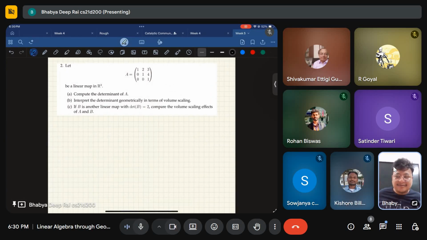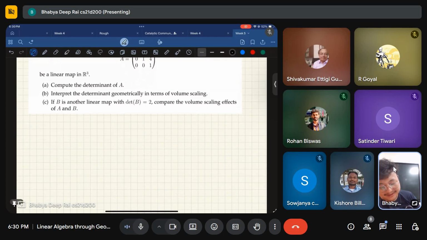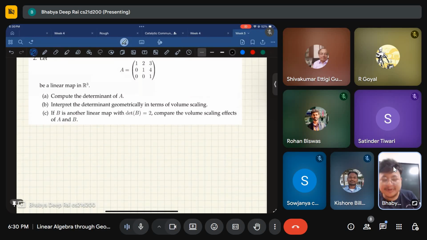Here is another question. So the question says, let A be this matrix, a linear map in R cube. Compute the determinant of A. Interpret the determinant geometrically in terms of volume scaling, and then the third part. We'll look at that later. Let's look at the first: compute the determinant of A. So can you say what the determinant of this matrix is?